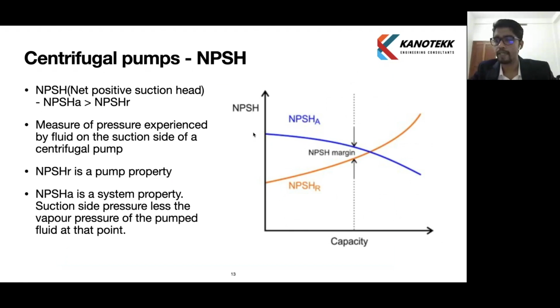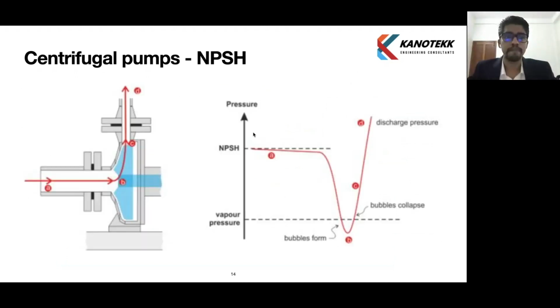We will see what cavitation is in the next slide. There should be a margin of minimum 0.5 meter or 10%, whichever is higher. Like minimum, there should be a 0.5 meter difference between NPSH available and NPSH required. Okay, we will see that in the next slides. For example, in this slide, we can see on the first picture A, B, C, D, that is 4 points actually.